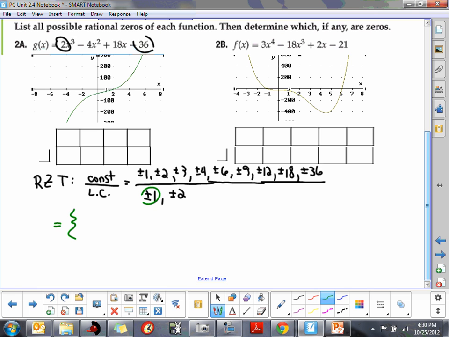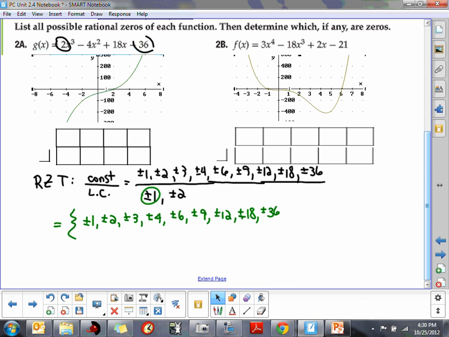Remember, when we divide by plus or minus 1, nothing changes. So it's plus or minus 1, plus or minus 2, plus or minus 3, plus or minus 4, plus or minus 6, plus or minus 9, plus or minus 12, plus or minus 18, and plus or minus 36. But that's not all, because now we have to write the ratio of all of these numbers on top divided by plus or minus 2. So now I'm going to add on plus or minus. It's 1 divided by 2, so it's going to be plus or minus a half. 1/2 is a possible rational zero.